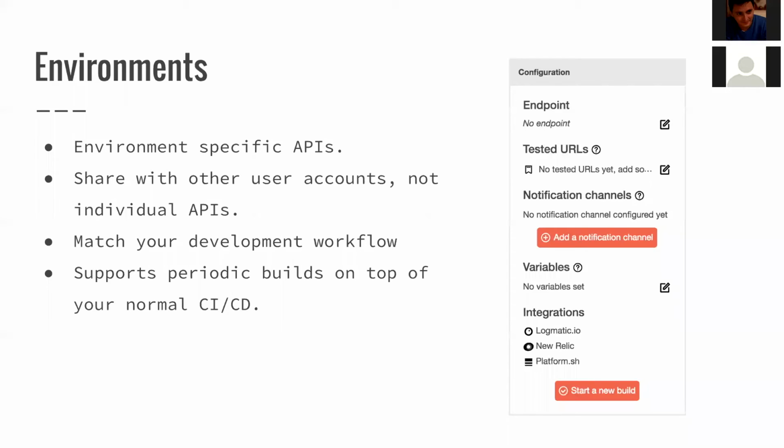And environments can also support periodic builds on top of your normal CI and CD. So you can configure it to test a certain URL at a specific interval, and it will actually run performance tests on those URLs. And you can also integrate with Logmatic, New Relic, and Platform. So if you use platform.sh, which is a very awesome platform as a service if you haven't tried it yet, when you push a commit and it rebuilds your environment, you could also trigger it to run a Blackfire build. And this is how you can have continuous integration with your performance testing along with your normal build cycle.